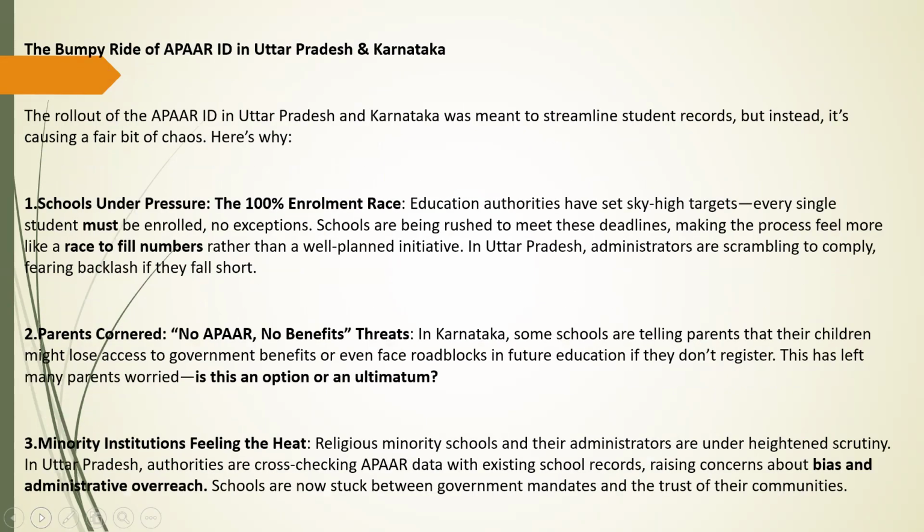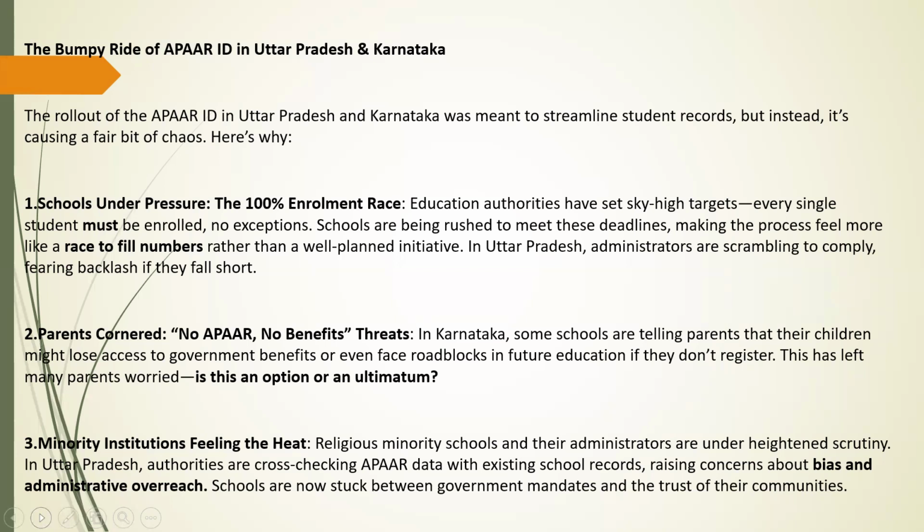So there is a bumpy ride of APAAR ID in Uttar Pradesh and Karnataka. Bumpy ride means it refers to a journey or experience that is difficult, unpleasant, or fraught with challenges and obstacles. So there are challenges and obstacles of APAAR ID in Uttar Pradesh and Karnataka. The rollout of the APAAR ID in Uttar Pradesh and Karnataka was meant to streamline student records, but instead it is causing a fair bit of chaos. Here is what that chaos is: schools under pressure, parents cornered, and minority institutions feeling the heat.